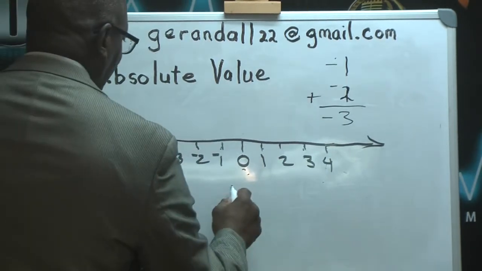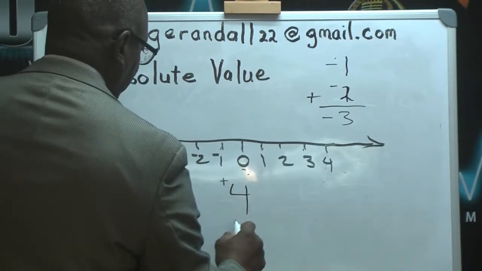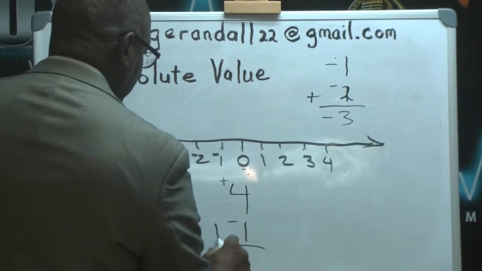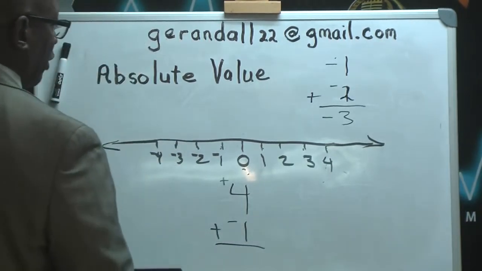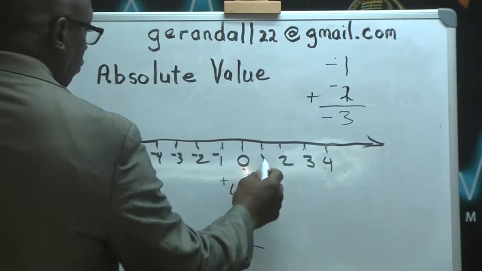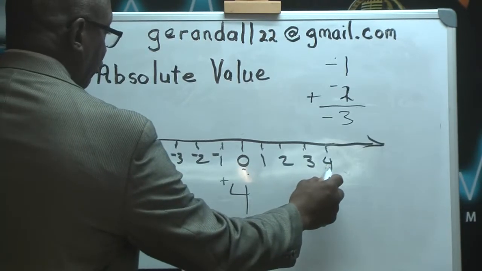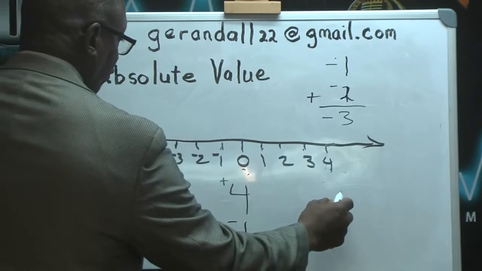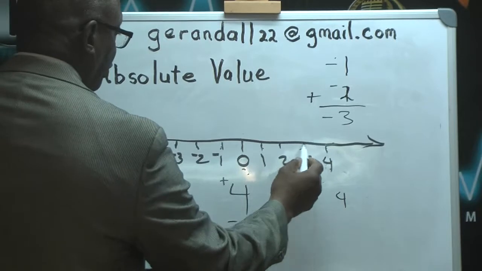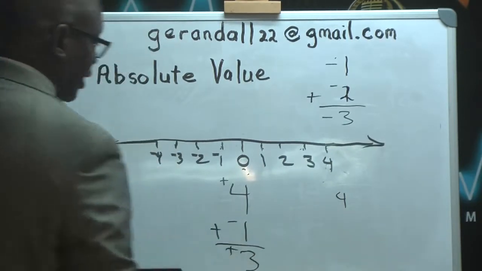However, if we had a positive 4 and we're adding a negative 1, again, I'm showing you this on the number line, we go 4 units to the right for the 4, and then we add a negative 1 and go back 1 unit to 3, and the answer would be a positive 3.